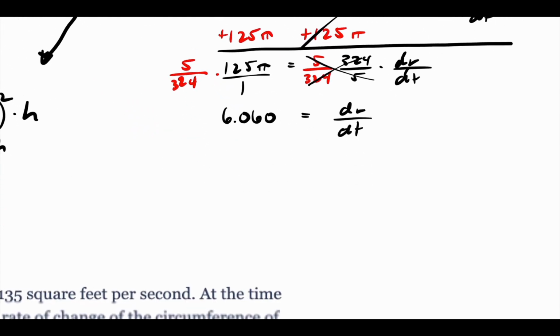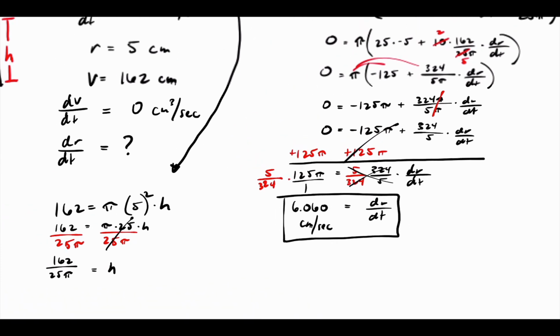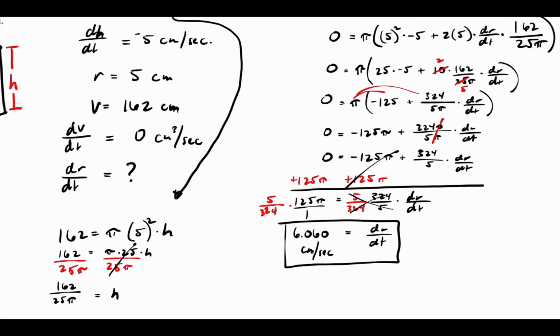It's a radius, so it's going to be centimeters per second because it's a rate of a radius. And you're good. The radius is getting bigger by approximately 6 centimeters per second.